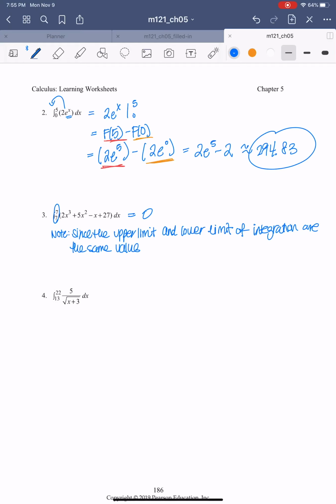One more together. I don't like this root. I'm going to rewrite it to a more friendly function to integrate. You can do this by putting x plus 3, raised to negative 1/2 dx. Okay, then 5 gets pulled out. This one over here, you're going to add 1 divided by the new power, right?